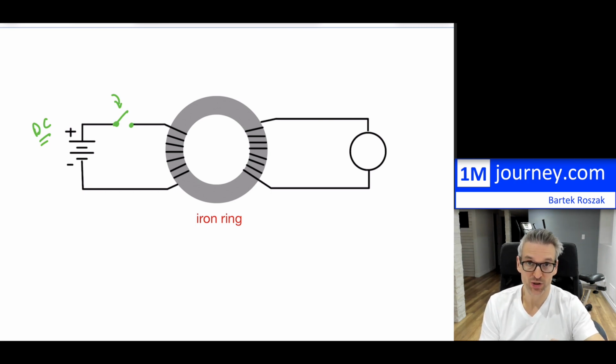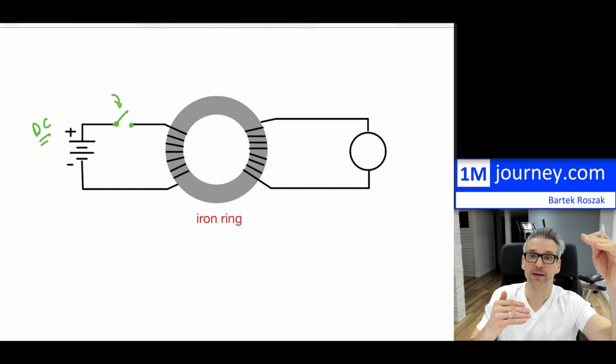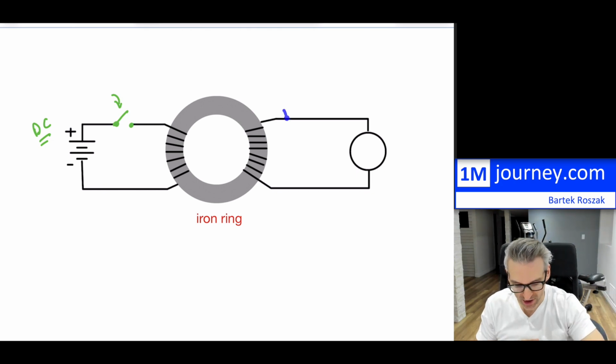Because when the switch is closed and the current is flowing, the only change is initially when the current starts to flow. There's a change because it went from no magnetic field to a magnetic field. So there's a change from 0 to some. During that temporary instant, you're going to notice that there's a spike in the current, but then it will disappear. Because this magnetic field, although there is a magnetic field, is not changing anymore.